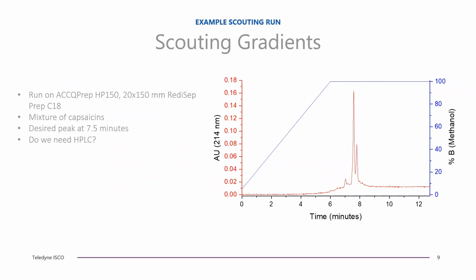This gradient was run on an ACCQPrep HP150 using a 20 by 150 millimeter ReadySep Prep C18 column. It is a mixture of capsaicins. We will use this as an example of the information we can obtain from the scouting runs. The desired peak elutes at about 7.5 minutes. But there is an impurity that elutes very closely to the desired compound. Can we purify it with a flash column? How can I tell?